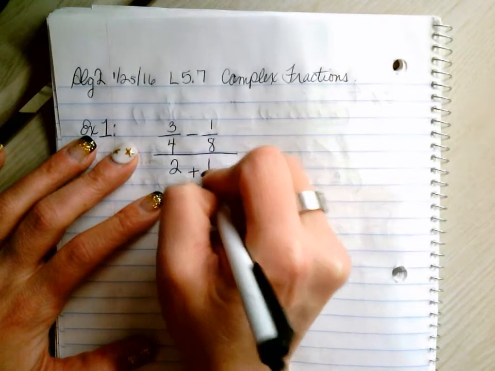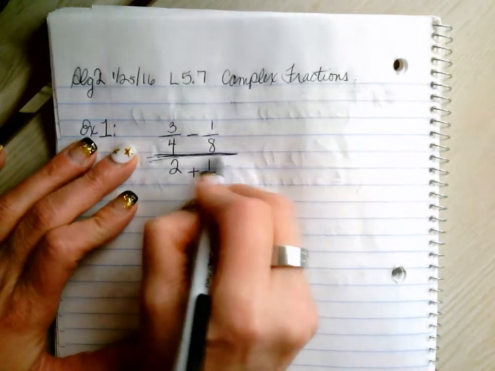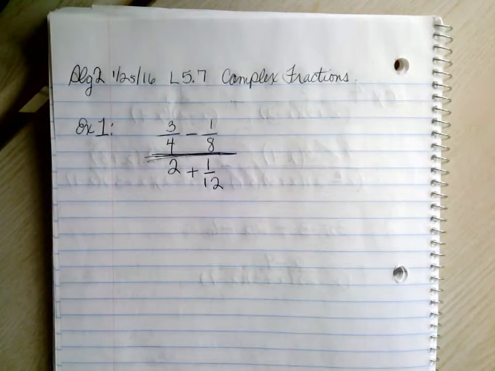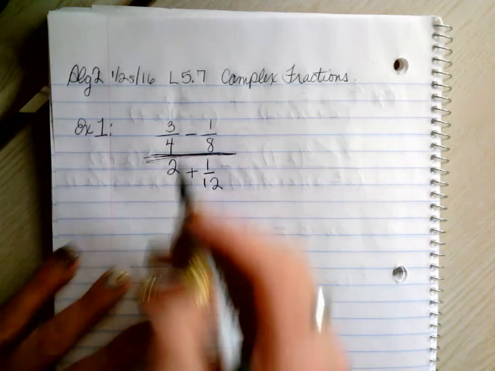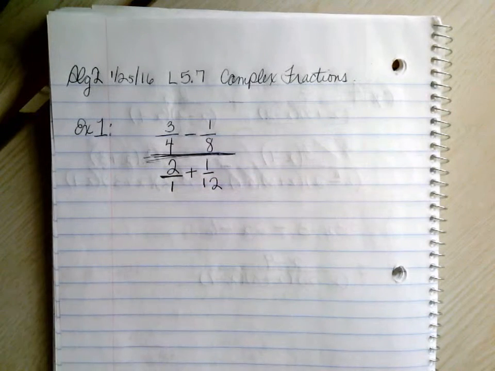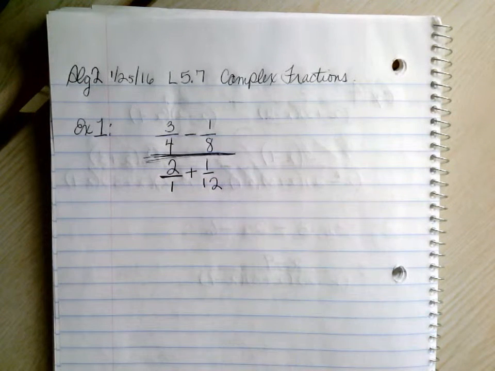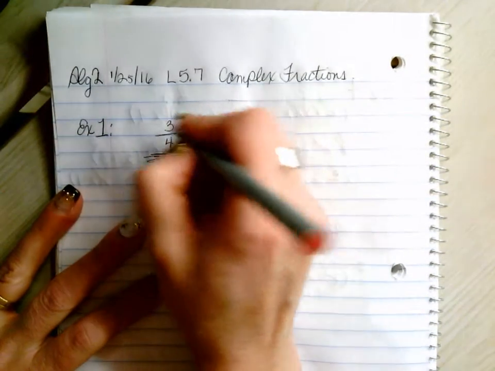Okay. So what we have is the difference of 3/4 and 1/8 being divided by the sum of 2 and a 12th. Okay? Now, for sake of argument, we're going to think of 2 as a fraction, which makes it 2 over 1. The lowest common denominator of 8, 4, and 12 looks to me to be 24. Would you agree?